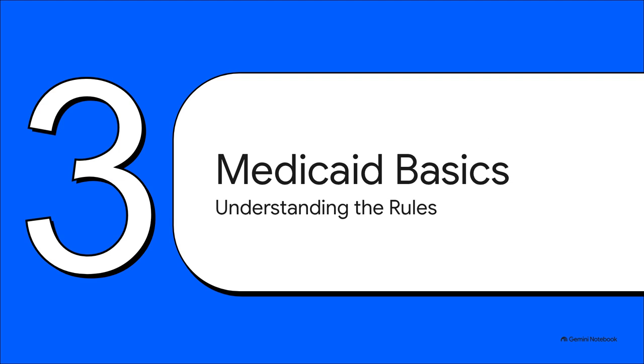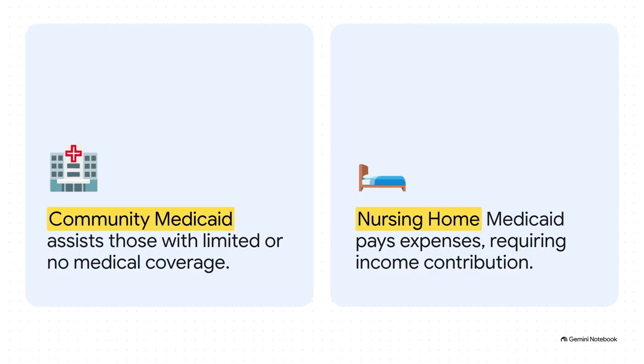Section 3. Understanding Medicaid Basics. So Medicaid is a state-run program, but it's overseen by the federal CMS. Basically, the feds establish the requirements and the state actually implements them. Broadly speaking, it splits into two main categories. You have community Medicaid, which assists qualified beneficiaries who have little to no medical coverage. By contrast, you have nursing home Medicaid. This helps pay for residential care expenses, but, and this is unique, it requires recipients to contribute the vast majority of their own income toward the price of that care.